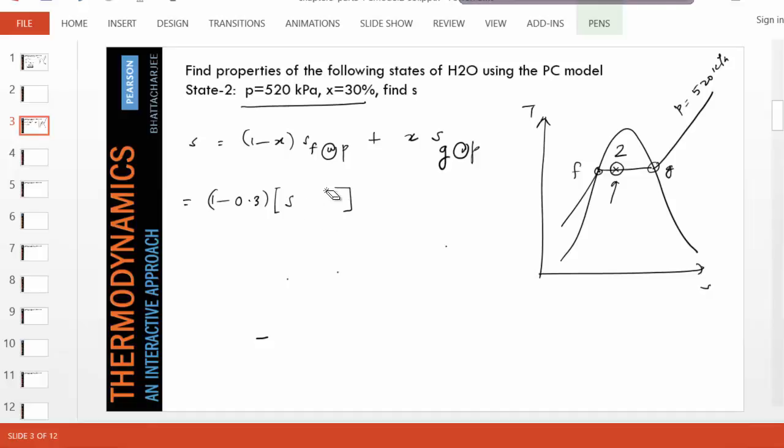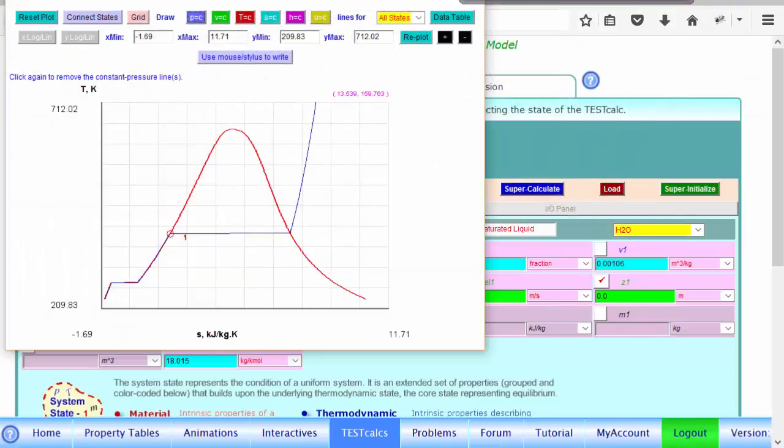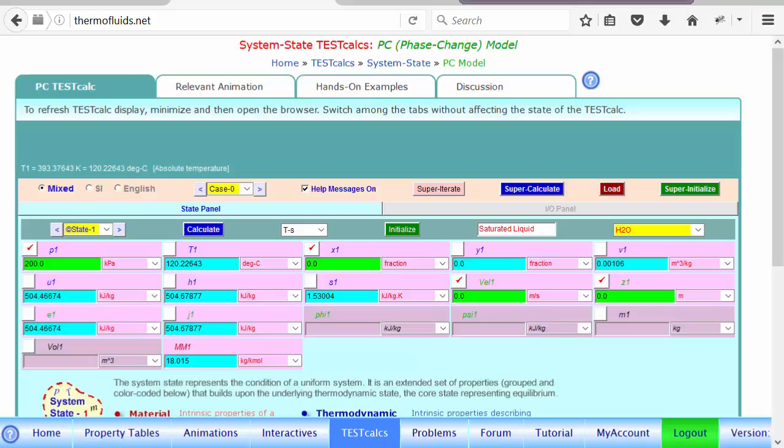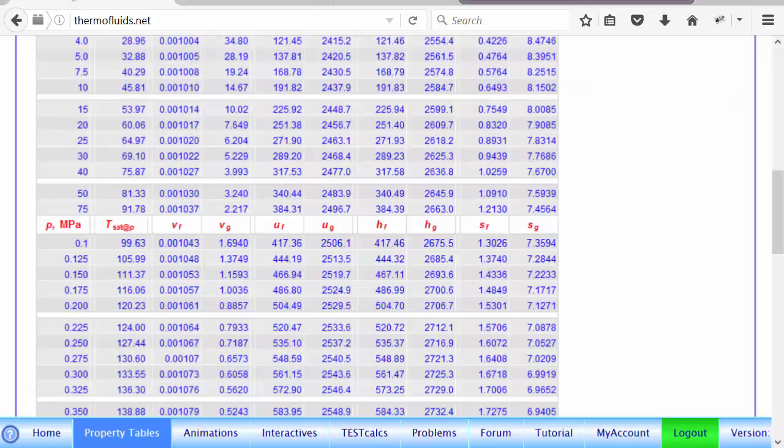Let me not write that, just so you understand what I'm saying. SF at 520 and Sg at 520 kPa. So let's go and pick those numbers up. If we go to the saturation table, that's here, and we have 520 kPa.